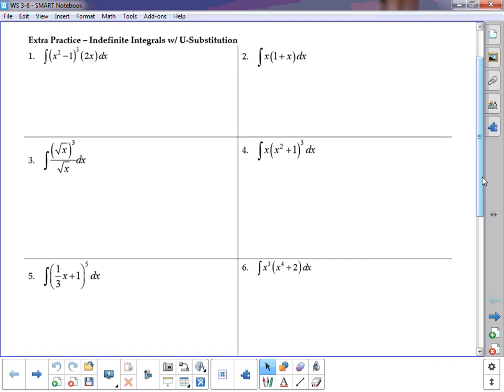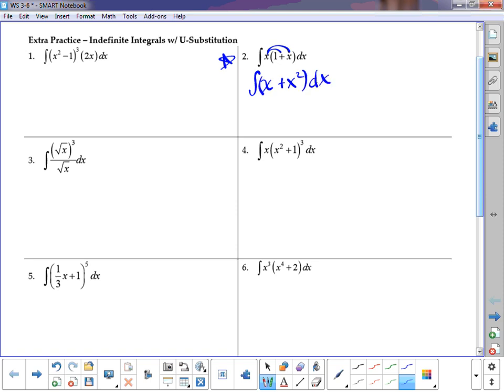All right, so first I want to take a look at number 2 here. Number 2 on the indefinite side, you did not have to do u substitution because we could have gone ahead and multiplied this out and gotten then the integral of x plus x squared dx. But you could have done u substitution. Let u equal 1 plus x, du is dx, and then gone from there. If you do u substitution, though, watch what happens.